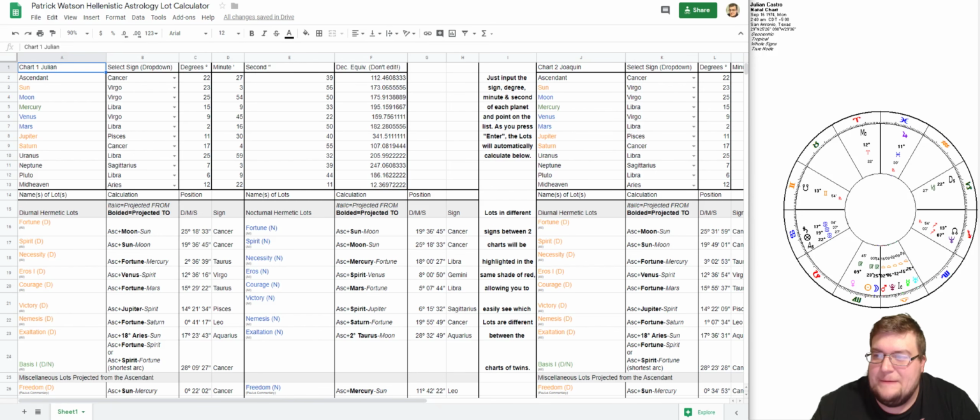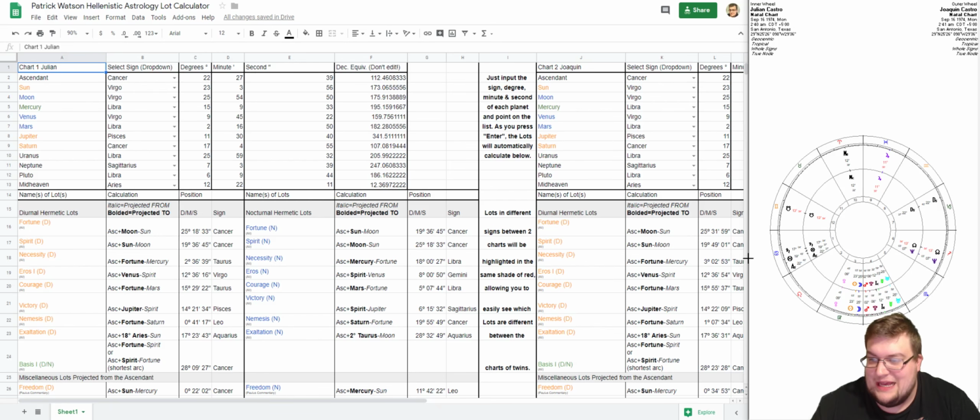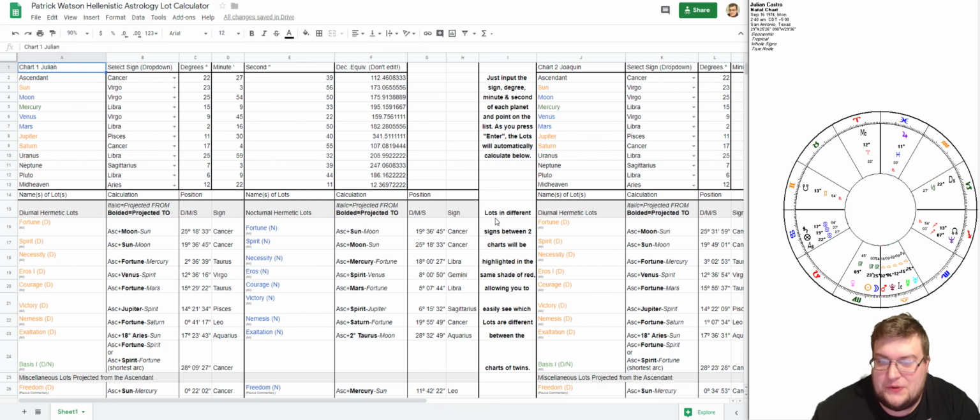As you can see here, this is Julian and this is Joaquin. So literally nothing seems to be the same. I mean, nothing seems to be different, right? If you put them together, they look exactly the same. So if we look at their charts in the realm of the lots, though, then we can tell what topics might potentially be different between them.